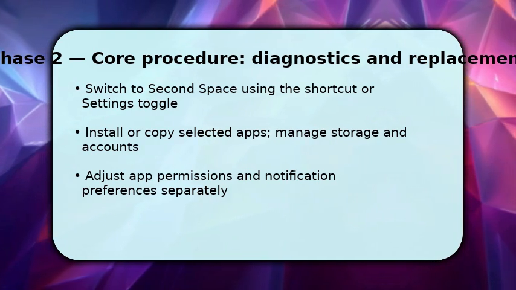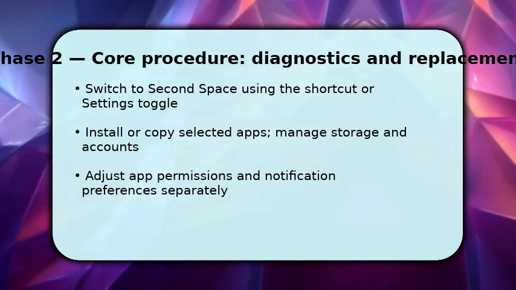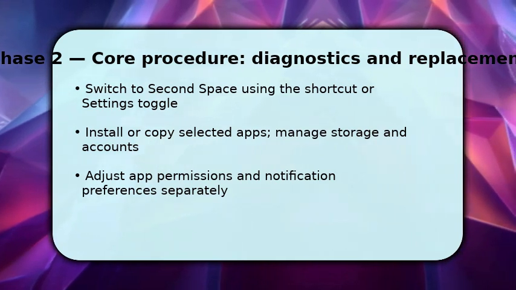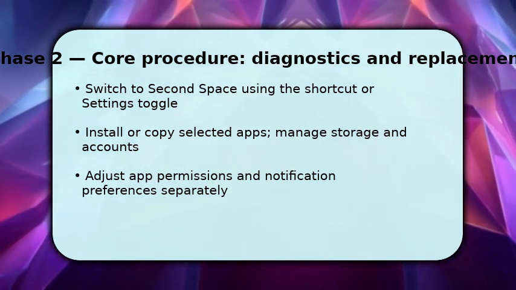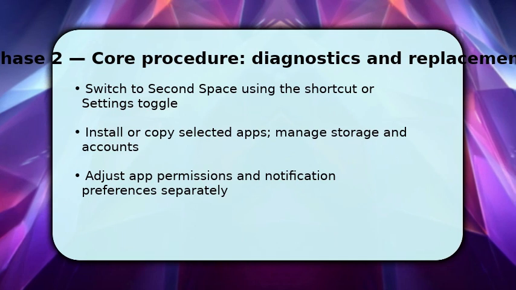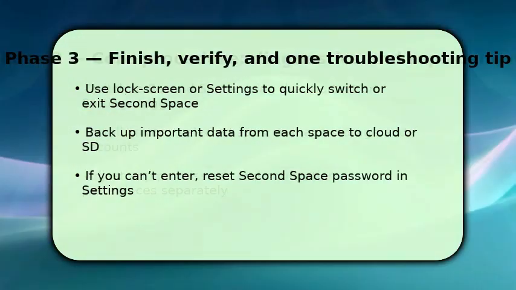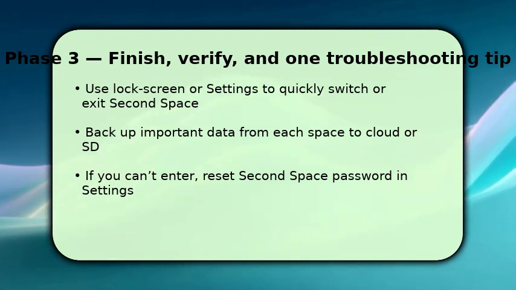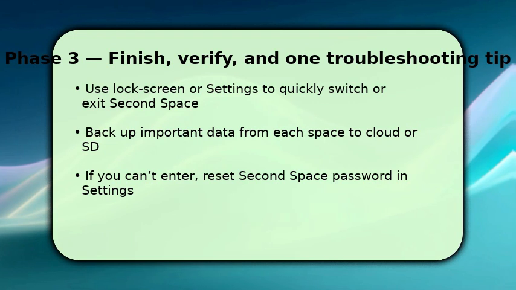After apps are present, set app permissions, sign into accounts as required, and tweak notifications so urgent items reach you in the right space. This prevents data overlap and keeps profiles distinct. To finish, practice switching. Use the Second Space shortcut or go to Settings to exit. When you leave, apps and files stay isolated.